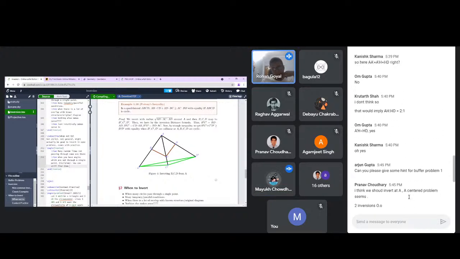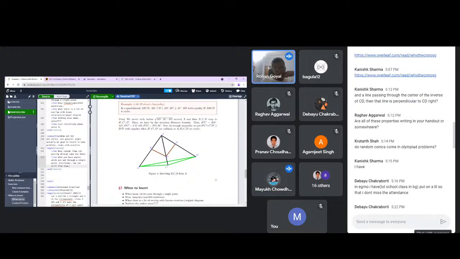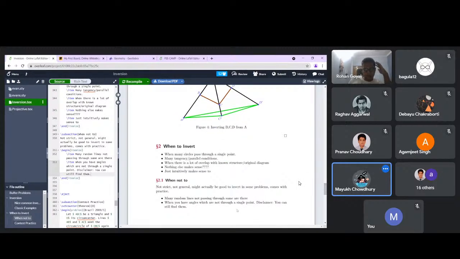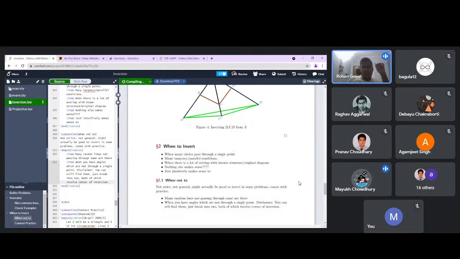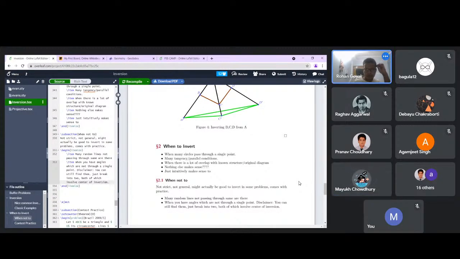And the things you want to prove are very angle based. Is this fine? Yes. And this type of breaking into two angles, moving them here and there, and then doing stuff is not very uncommon with inversion.